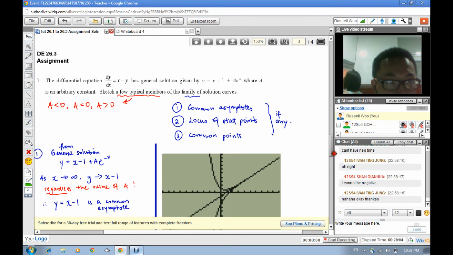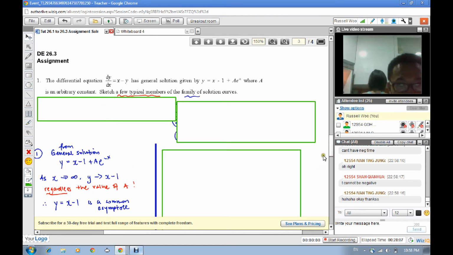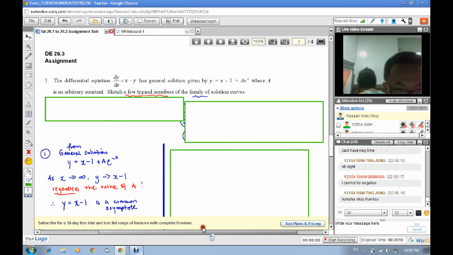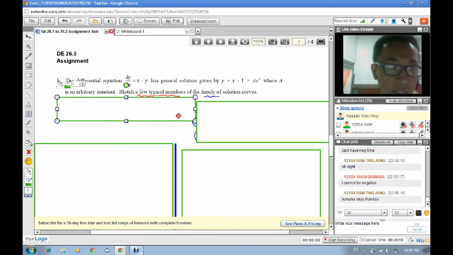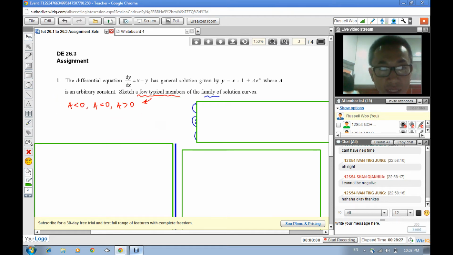Okay, let's move on. Day 6.3. This is about sketching family of curves. Before I start on this question, let me emphasize that generally when they ask you to sketch a few typical members, we will sketch A less than 0, A equals 0, and A positive. In your graph, we never label A equals negative 2, A equals 0, A equals 2. We will always label A negative, A 0, A positive.